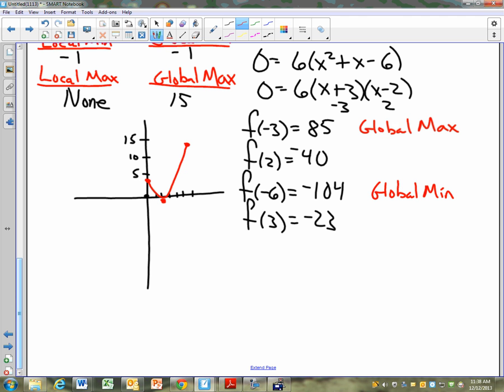These were endpoints, so can they be local maxes or mins? No. Oh, I'm sorry. The bottom two are endpoints. Negative 6 and 3 are endpoints, so they cannot be our local max or mins. Could 85 be a local max or local min? How can you tell? It's bigger than the negative 40. So yep, this is also a local max. And then, how about negative 40? Is that a local max or local min? Local min.